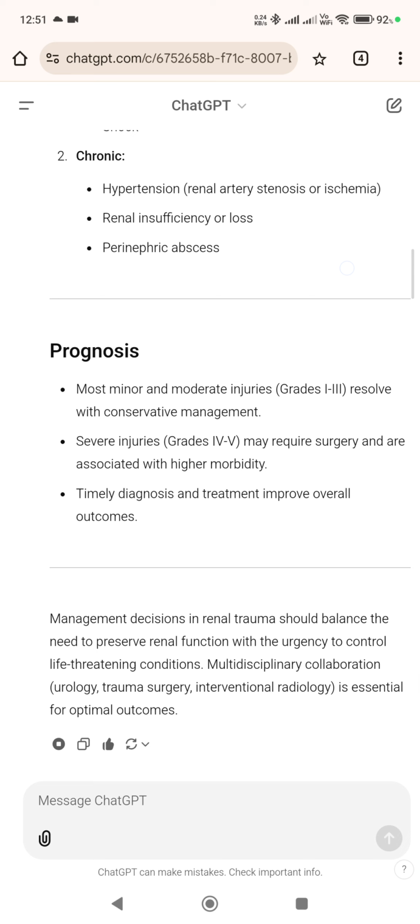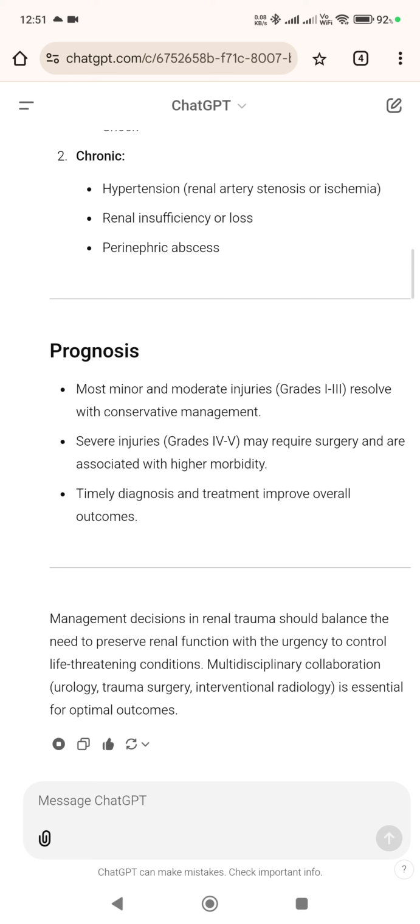Prognosis: most minor and moderate injuries, grades 1 to 3, resolve with conservative management. Severe injuries, grades 4 to 5, may require surgery and are associated with higher morbidity. Timely diagnosis and treatment improve overall outcomes.